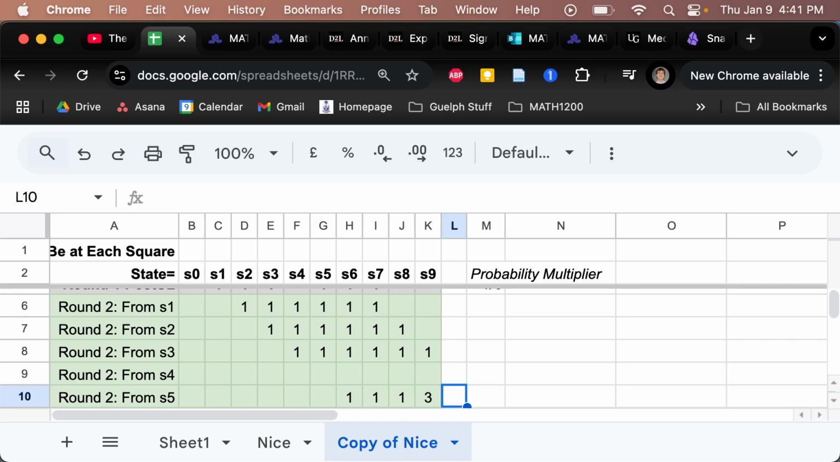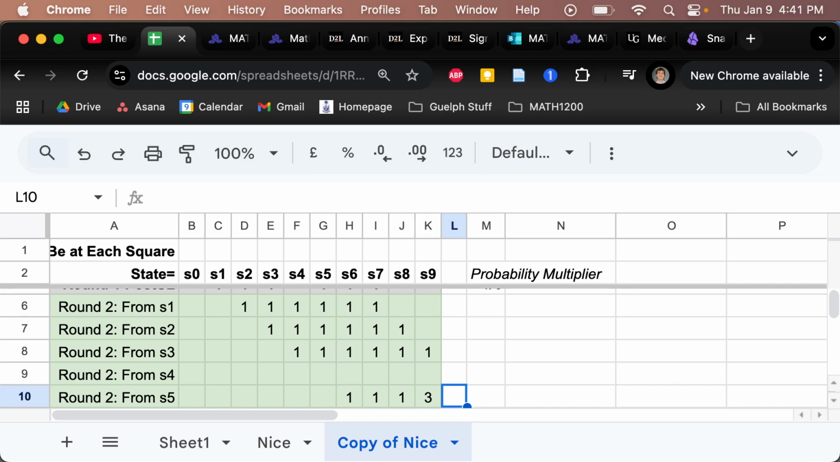There's 3 ways to get from S5 to S9. You can roll a 4 or a 5 or a 6, and all 3 of those rolls will lead you to S9. So there's 3 ways to get from S5 to square S9. Yeah, that's right. So the trick is the number in each row here should add up to 6 because there's 6 total rolls of the dice, and we're representing all 6 of those ways to do it.